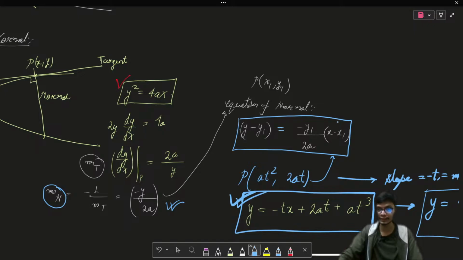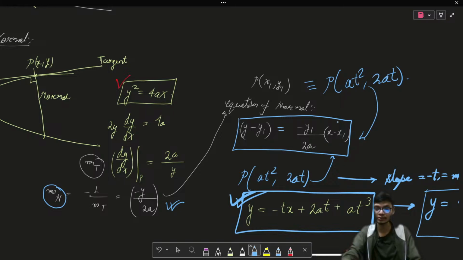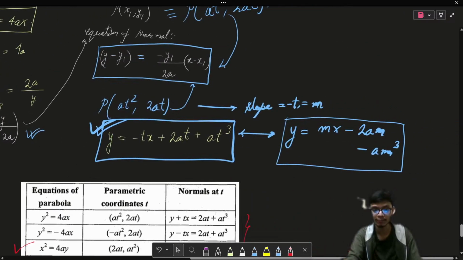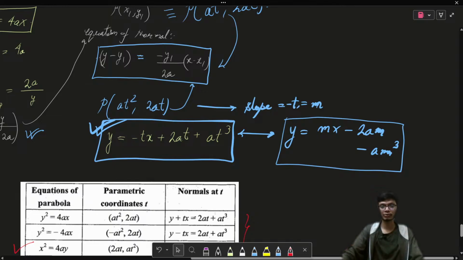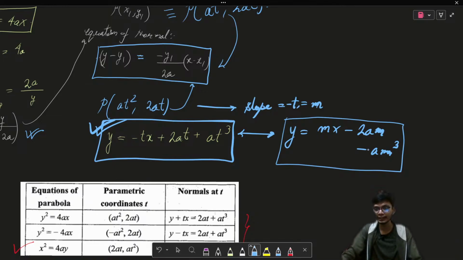In a similar approach, we know that the point x1, y1 can also be given in terms of a parameter, that is (at squared, 2at). This is also called the parametric form of a point for a given parabola. If I substitute (at squared, 2at) in this equation of the normal, I get this particular form as the equation of the normal to a given parabola. Over here, if you substitute, you will see that negative t equals m, which is the slope of the normal. Therefore, in slope form we can also write the equation of normal as mentioned here.